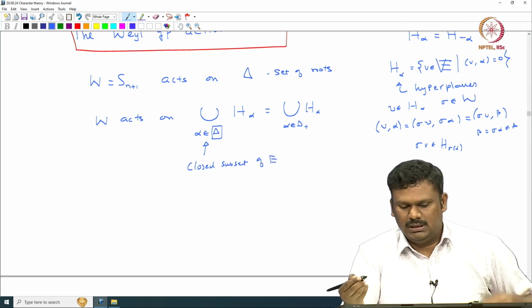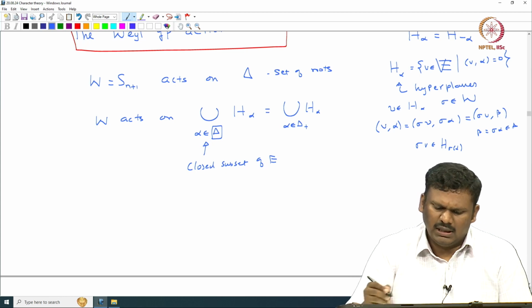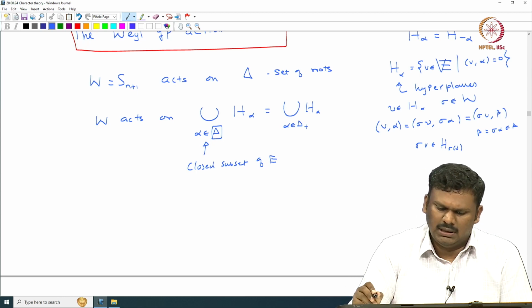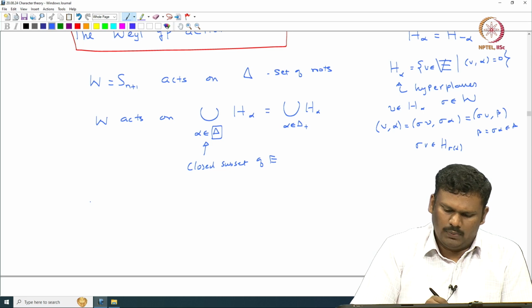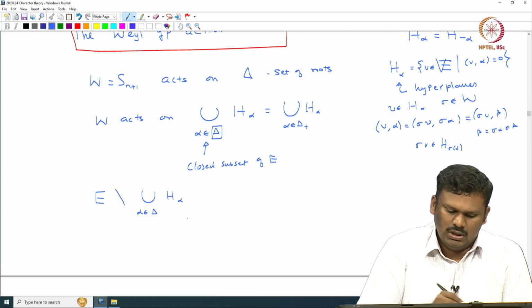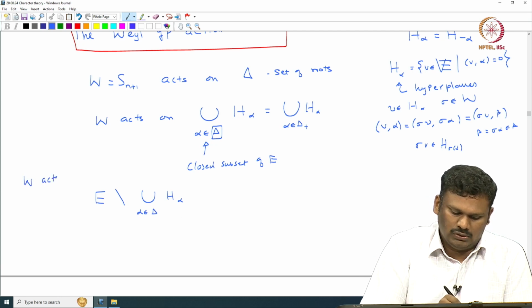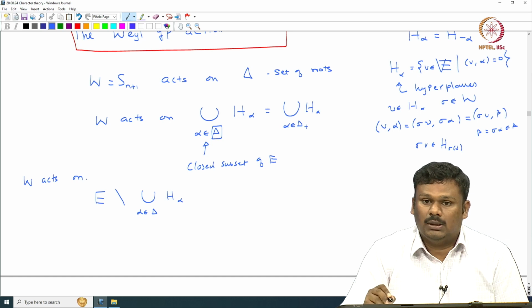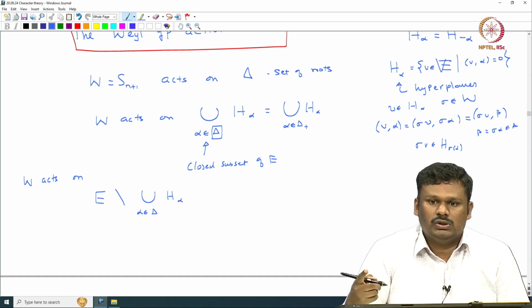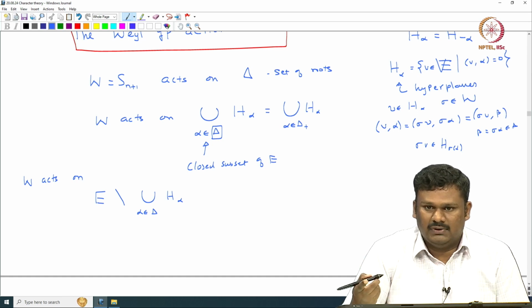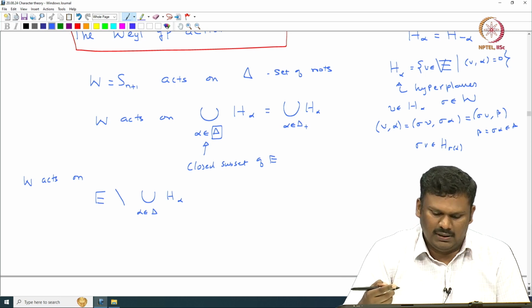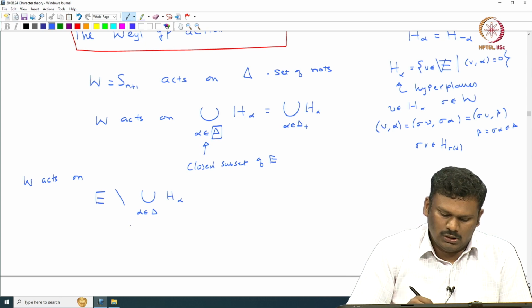So, this is the topology that we get on this subset. Then if I take this complement, look at this complement, E minus the union of H_alpha, alpha in delta. W will act on this also. W acts on the complement, because W acts on the union of H_alpha. So it must act on the complement as well, because W acts on E, W being a subgroup of GL(E). Now, what about this set?